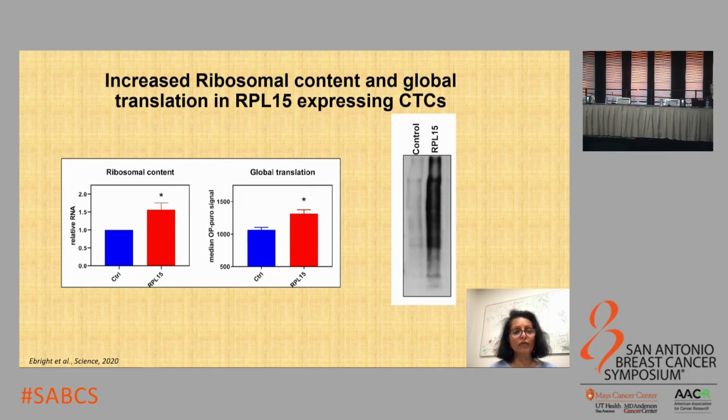led to increased ribosomal content and global translation, we did experiments and found that in fact there was an increase in the ribosomal content in RPL15 overexpressing CTCs compared to the control cells, as well as increased global translation in these cells compared to the control cells.